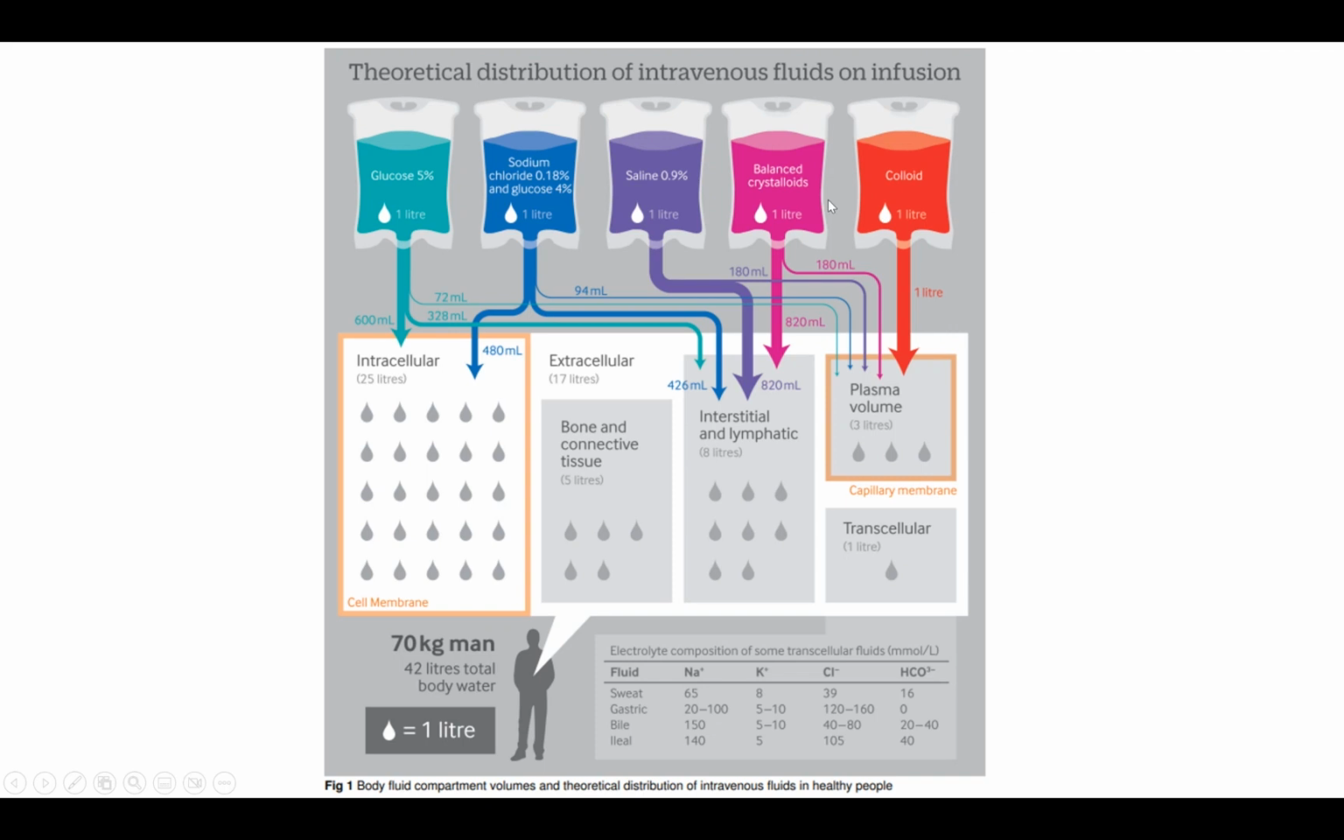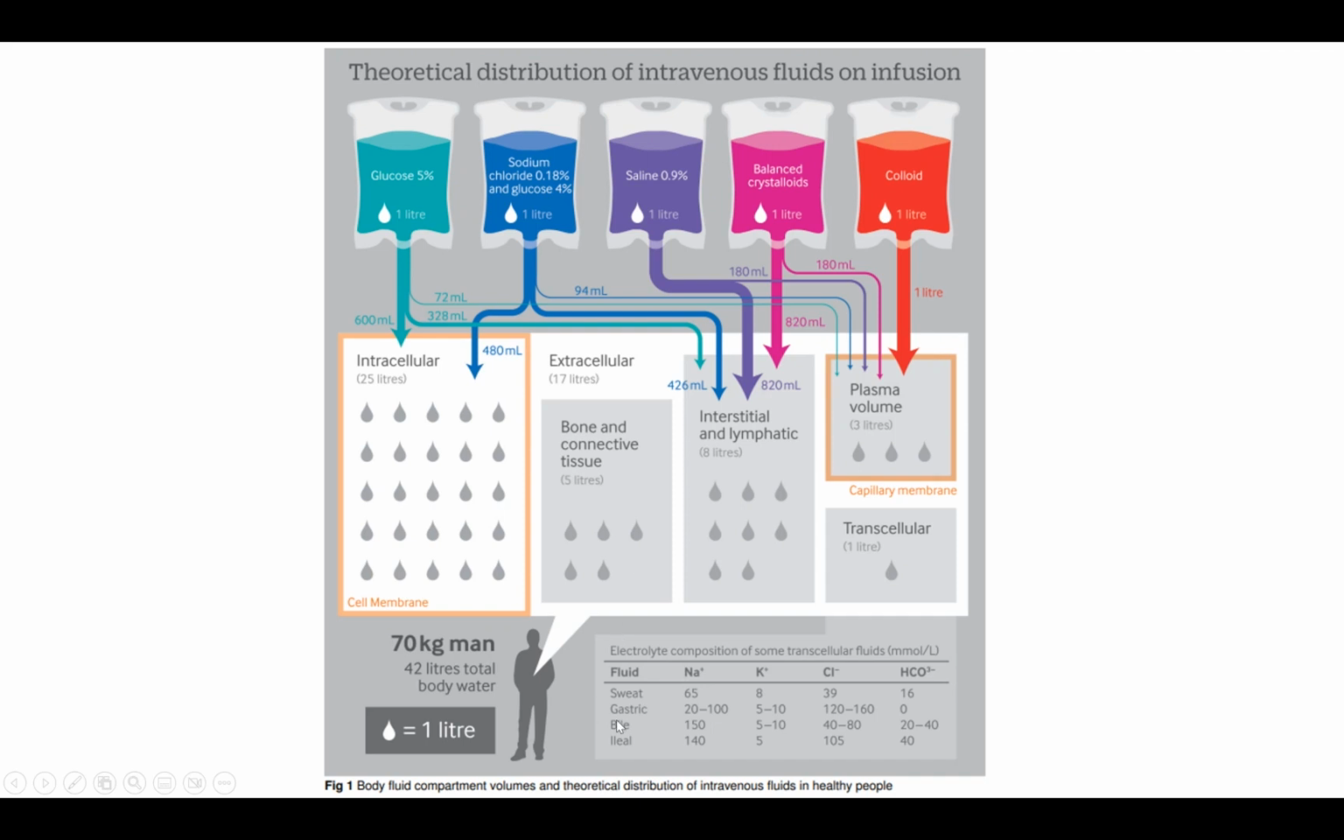So the best solution for expansion would be colloids, followed by the saline, and then the least suitable fluid for expansion would be the glucose 5%. If you have a patient with intracellular dehydration, glucose 5% would be the ideal fluid for rehydration.